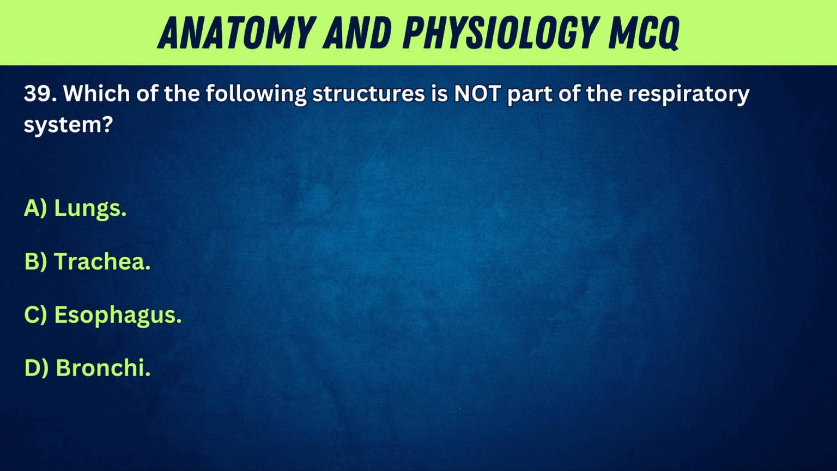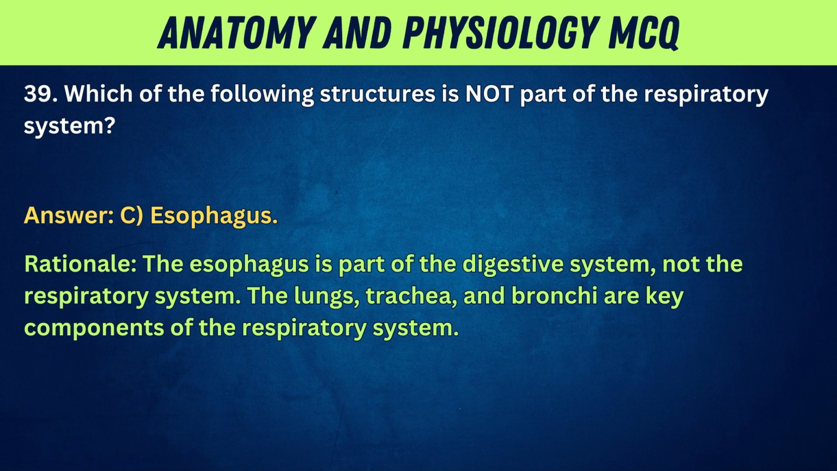39. Which of the following structures is not part of the respiratory system? A. Lungs. B. Trachea. C. Esophagus. D. Bronchi. Answer: C. Esophagus. Rationale: the esophagus is part of the digestive system, not the respiratory system. The lungs, trachea, and bronchi are key components of the respiratory system.